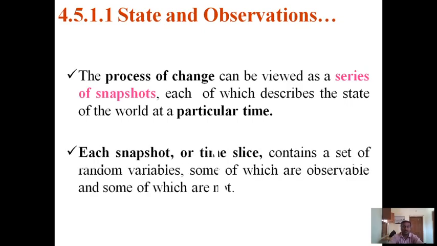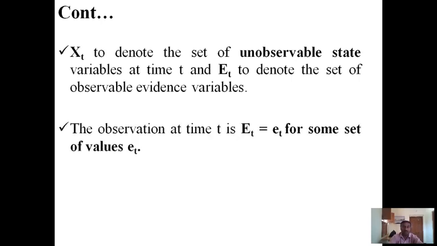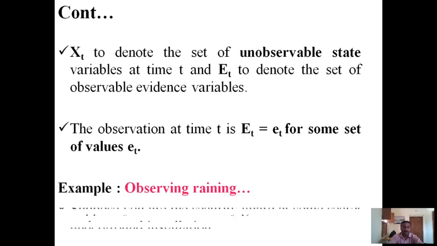The process of change can be viewed as a series of snapshots, each of which describes the state of the world at a particular time. Each snapshot or time slice contains a set of random variables, some of which are observable and some of which are not. We use X_t to denote the set of unobservable state variables at time t, and E_t to denote the set of observable evidence variables. The observation at time t is E_t = e_t for some set of values e_t. Example, observing rain.